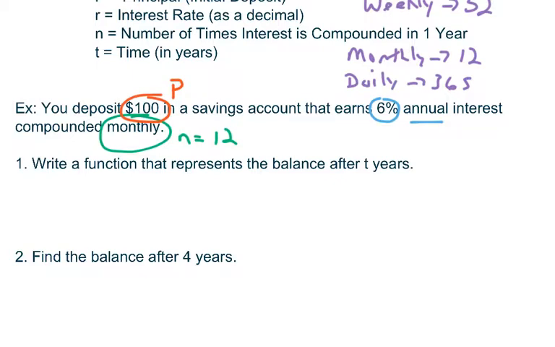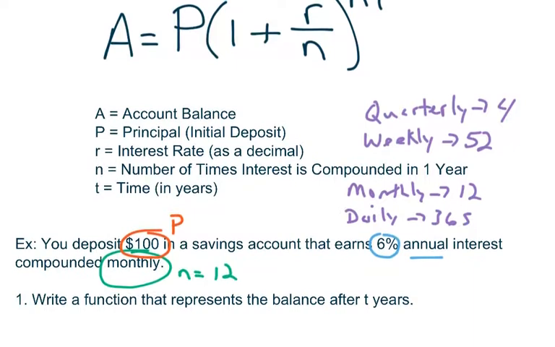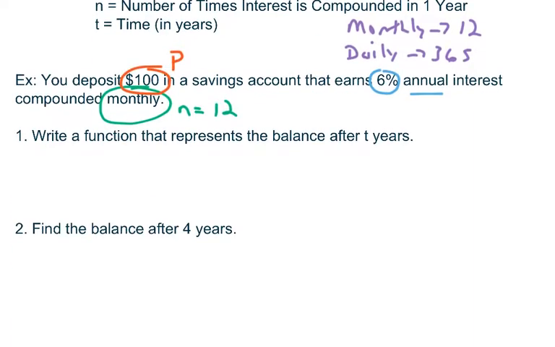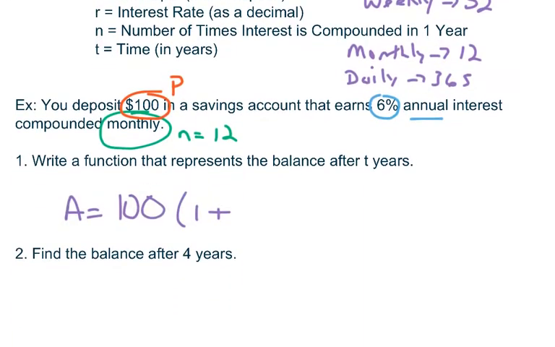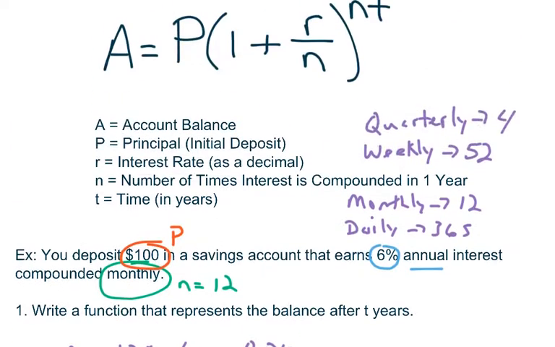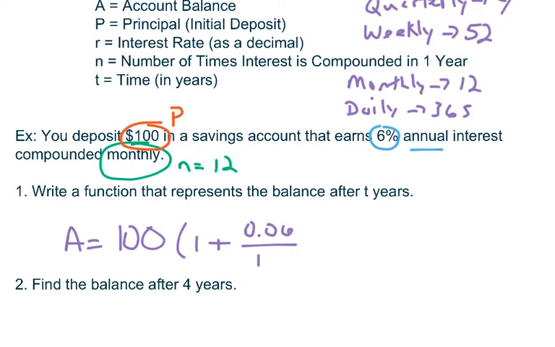So let's do that here in purple. I'm going to kind of scroll back and forth. So our A comes first. Our account balance is equal to our principal. So that's $100. I was about to write P. 100 times 1 plus. Now we have our R value, and that's 6%, so that needs to be a decimal. 0.06 divided by N, which is going to be 12.